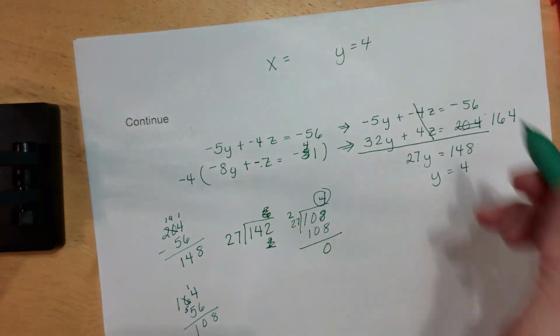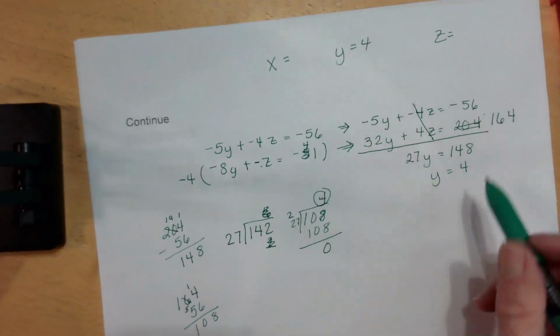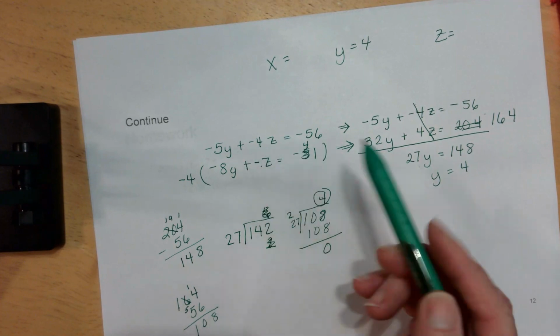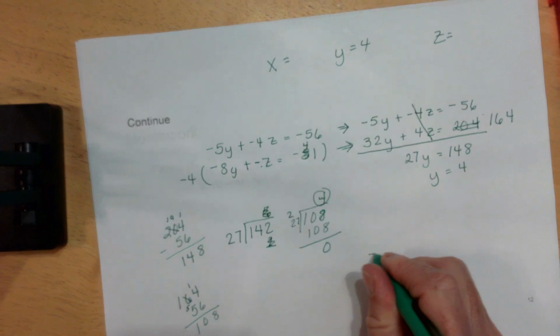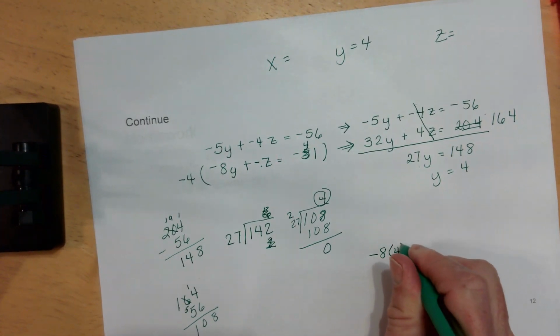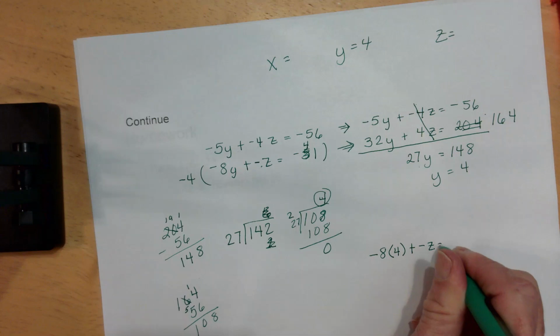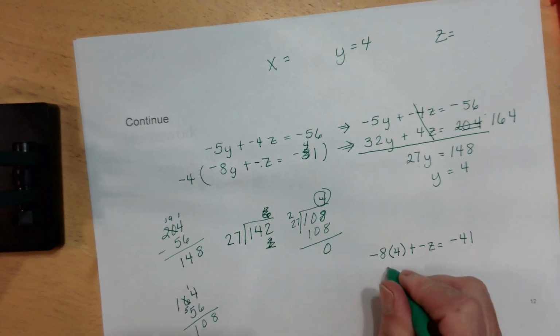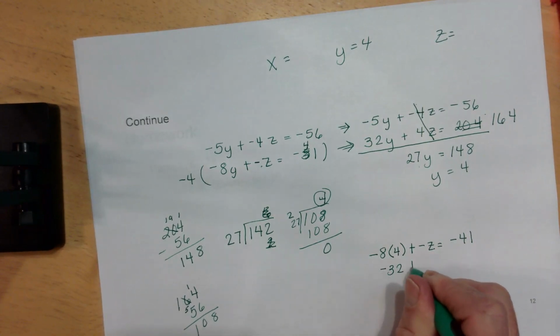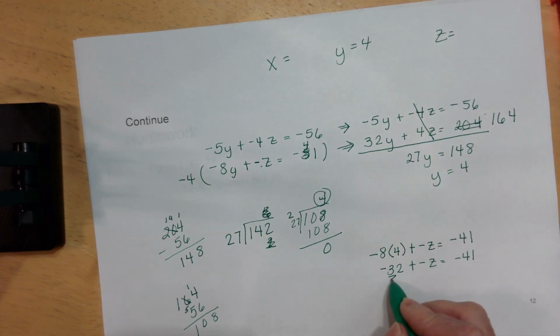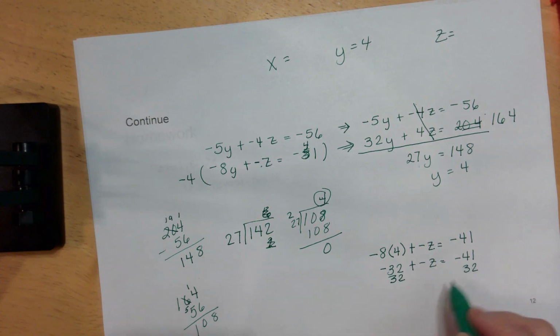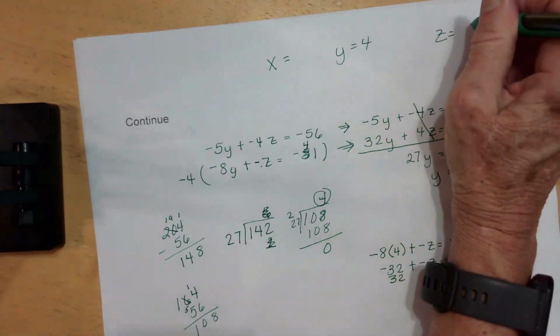Now I'm going to have to go back and find x and z. And I can go back in either one of these equations to solve for the z. So I'm going to plug in here. So I have a -8 times a 4 plus a -z equals -41. So that's going to give me a -32 plus a -z equals a -41. I'm going to add the 32 to both sides, and I'm going to get a -z equals a -9, or z equals 9. So now I've got the z.